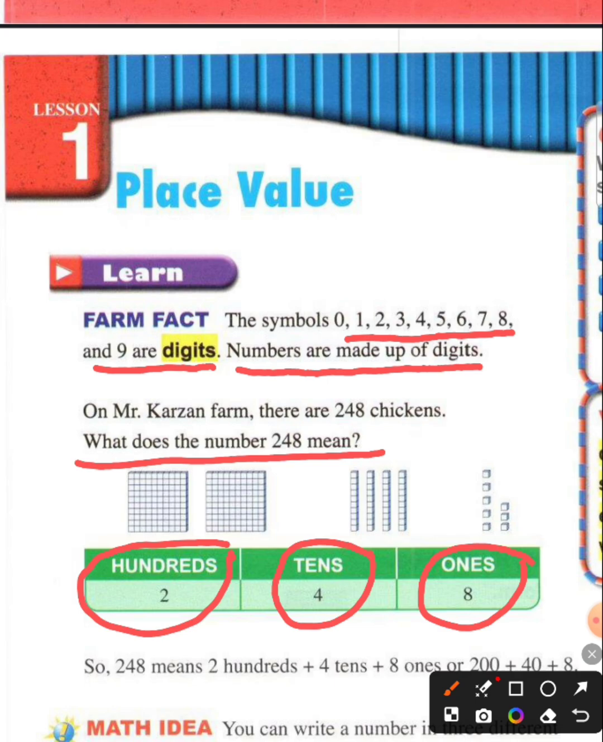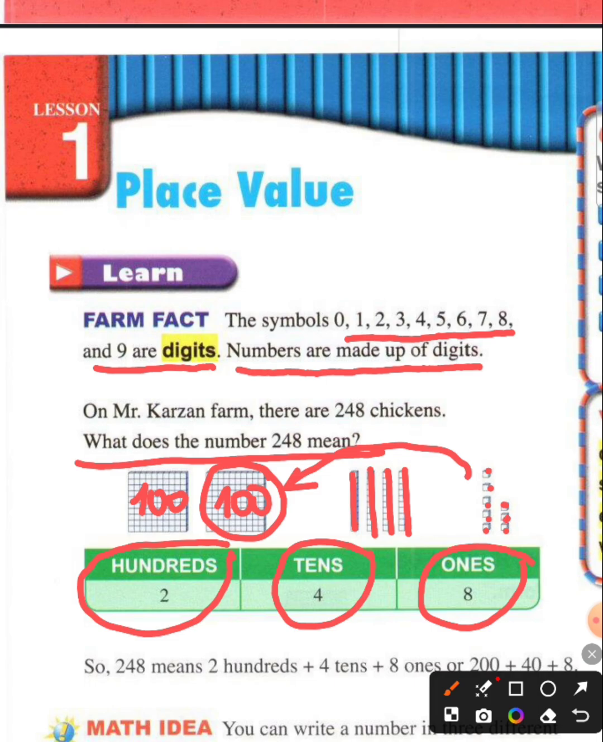Imagine we have 2 squares. This square is 100 and this square is 100. Together they are 200, because there are 100 small pieces in each. Then 4 tens: 1, 2, 3, 4 tens. It means 40. And ones: 1, 2, 3, 4, 5, 6, 7, 8. If you put together 100 pieces, you will get 1 square. I hope it was clear. In a 100 square, there are 100 small pieces.